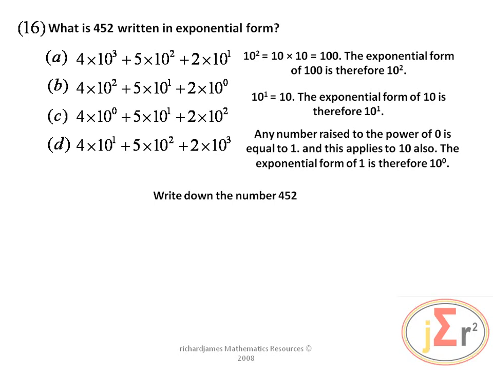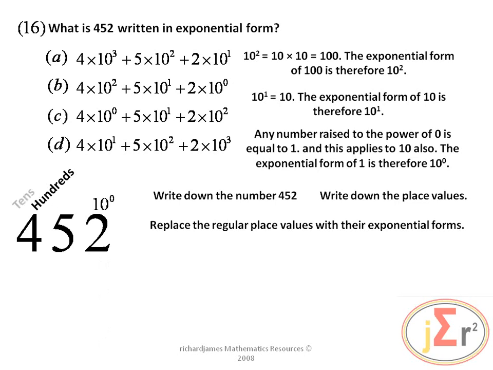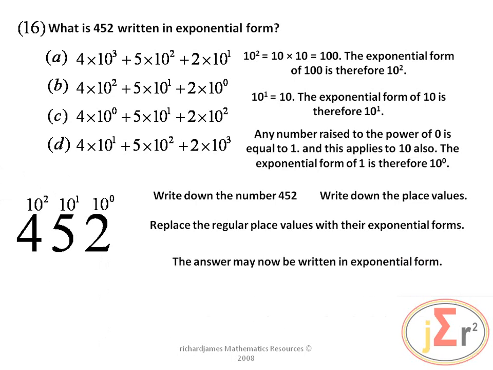So write down the number 452. Write down the place values. Replace the regular place values with their exponential form. We know that the exponential form for 100 is 10 to the power of 2, but we are going to begin with the lowest one first. So the exponential form of 1 is 10 to the power of 0, and tens, 10 to the power of 1. Hundreds, 10 to the power of 2. The answer may now be written in exponential form.